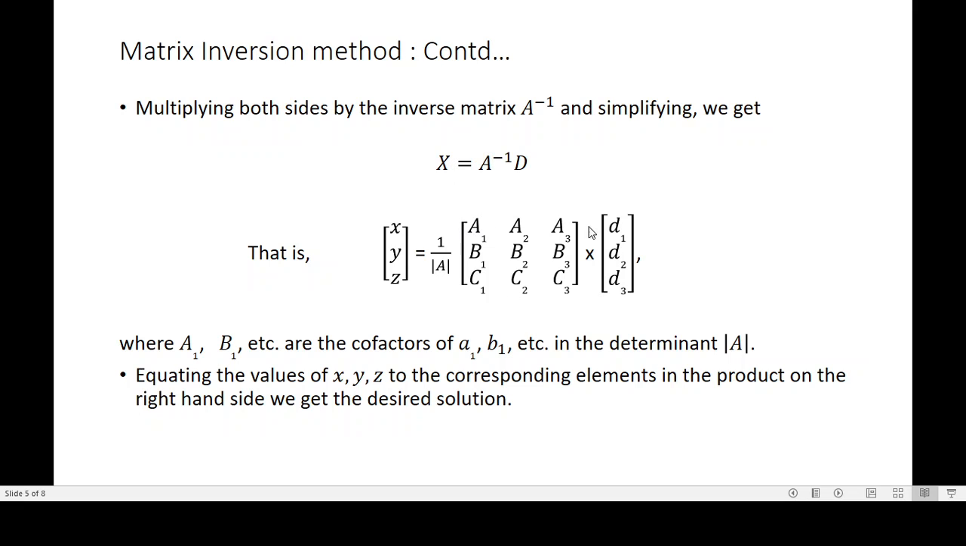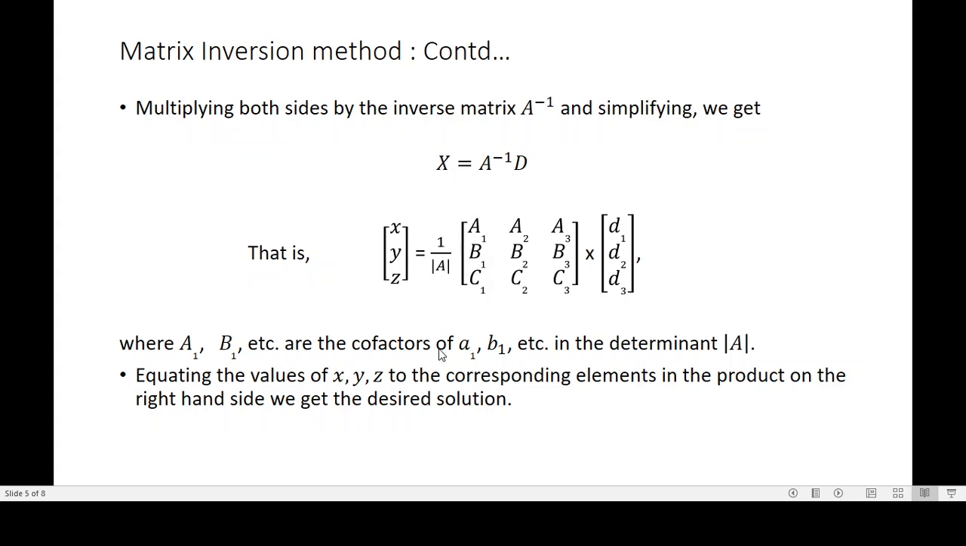So adjoint of the matrix A is denoted by the matrix A1, A2, A3, B1, B2, B3, C1, C2, C3, where A1, A2, A3, etc. are the cofactors of a1, a2, a3 and so on in the determinant of A. Then divide the adjoint by its determinant. So we get A inverse.